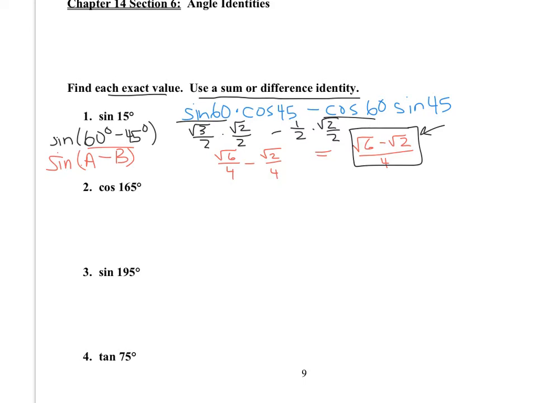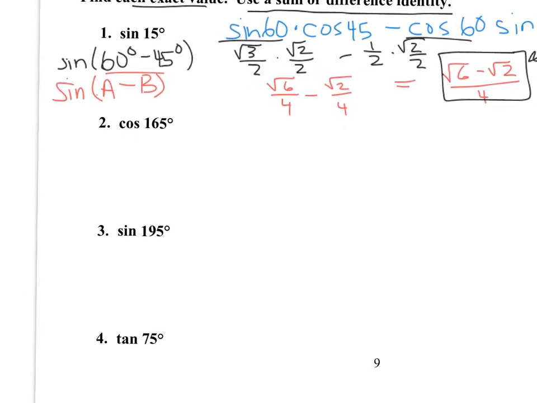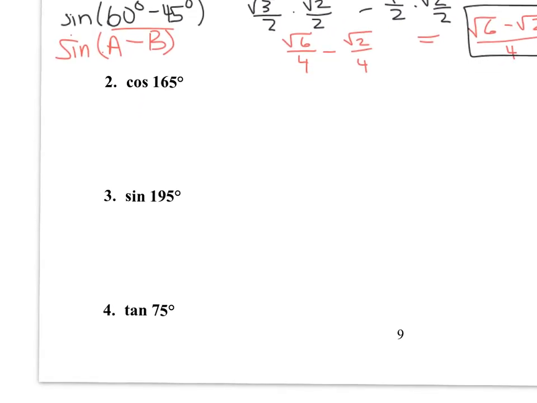So number 2, the cosine of 165. How can I get 165 from two exact values? This is the cosine of 135 plus 30. This looks like the cosine of A plus B because I add them. So I'm going to go to the sum identity for cosine and plug in 135 and 30.